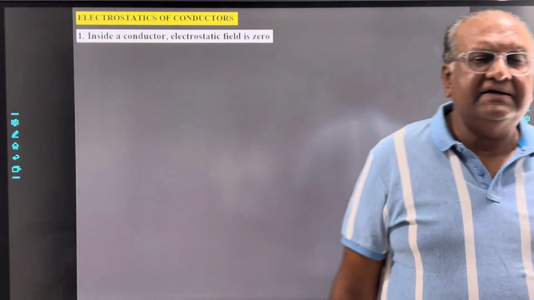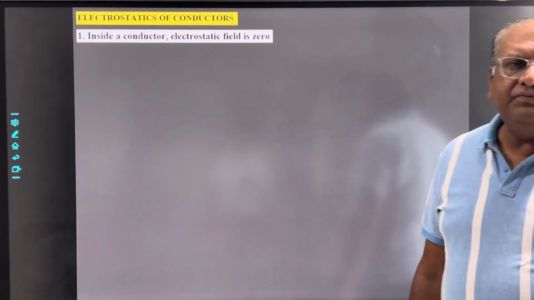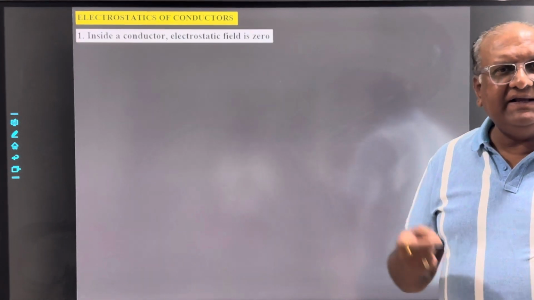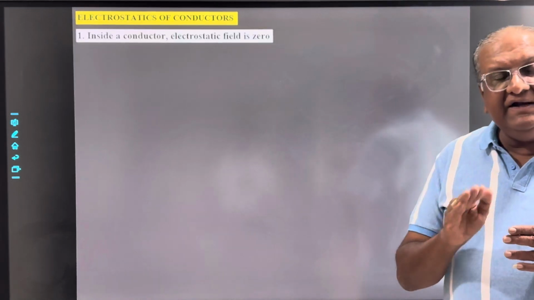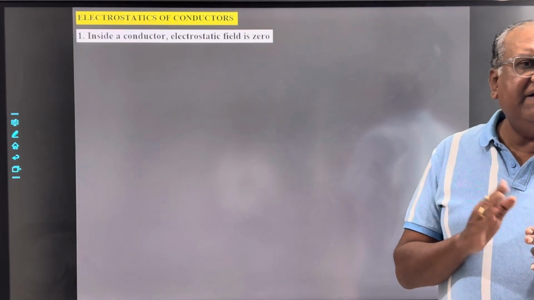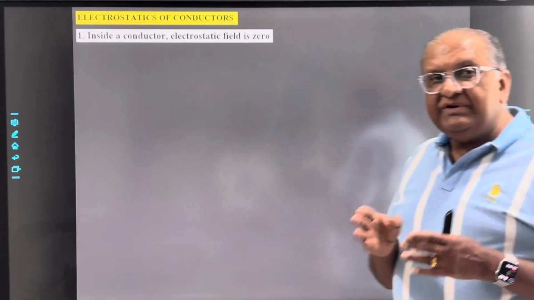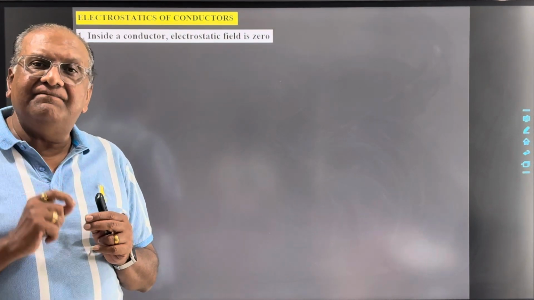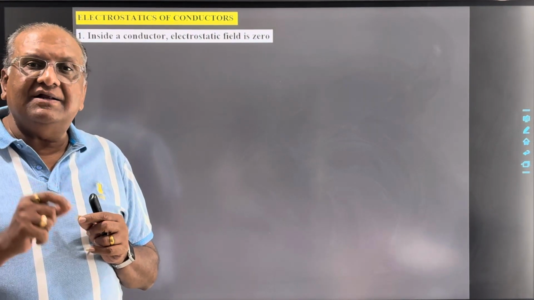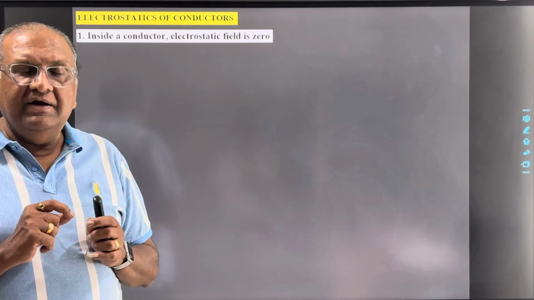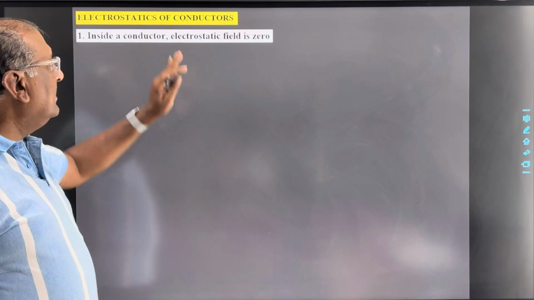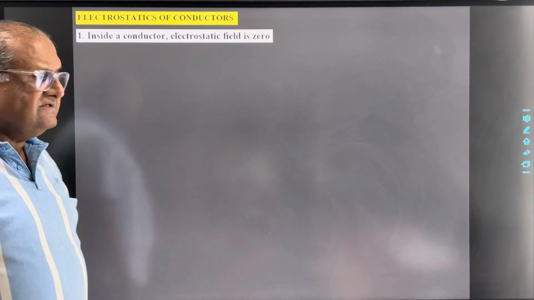Because inside the conductor there is no motion of electric charges in a particular direction. If electrostatic field is there, then definitely the electric charges will experience a force, and under the effect of that force they will execute motion in a particular direction, and due to that a current will be constituted. But practically we never observe this, so we can say inside a conductor electrostatic field is zero.